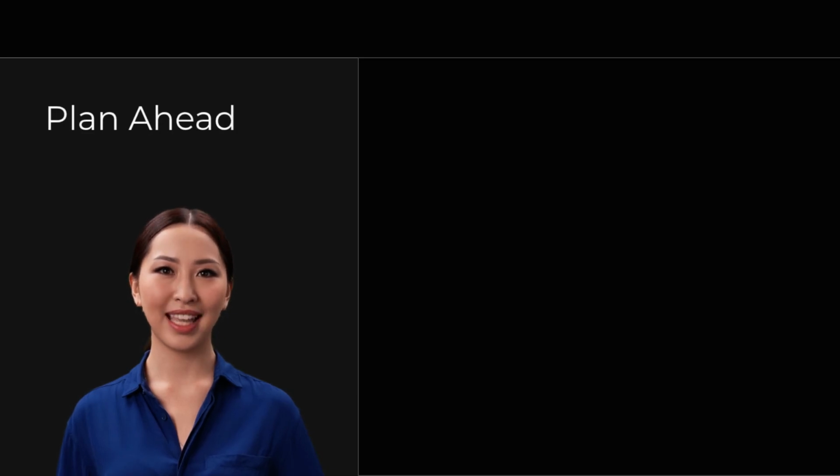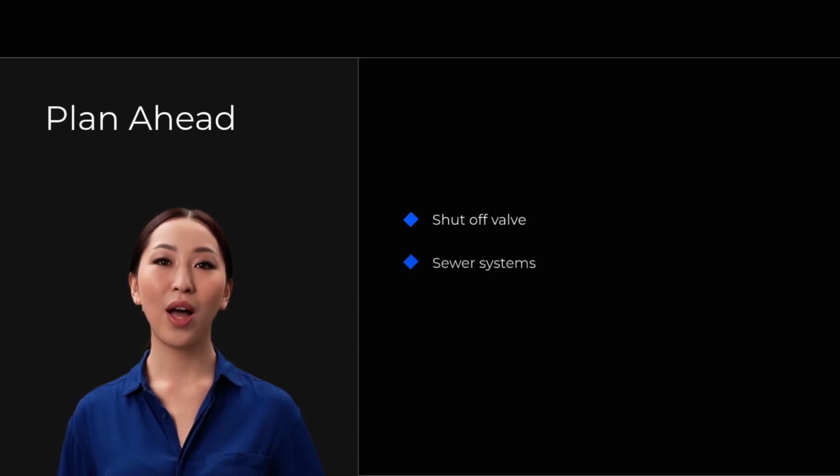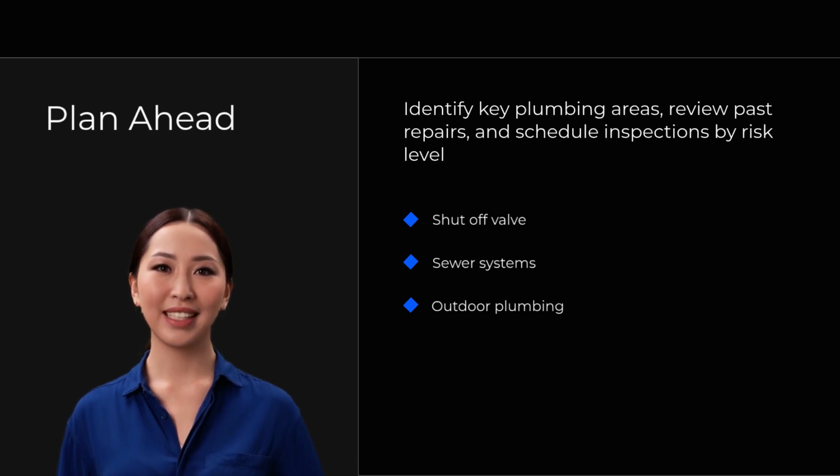Before inspections begin, teams should identify critical areas such as water heaters, shut-off valves, restrooms, drains, pumps, supply lines, sewer systems, and outdoor plumbing. Past reports and repair history can reveal recurring problems. From there, teams set a schedule based on risk and use training and digital checklists to improve safety and tracking.